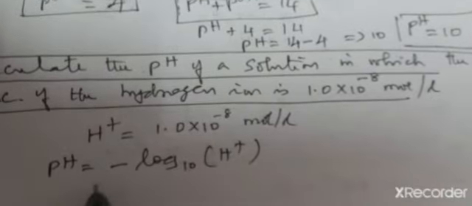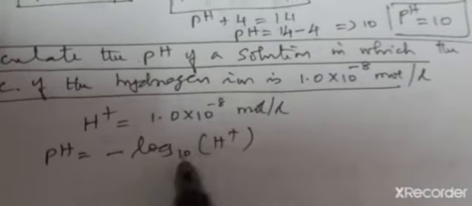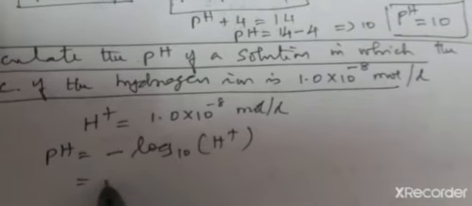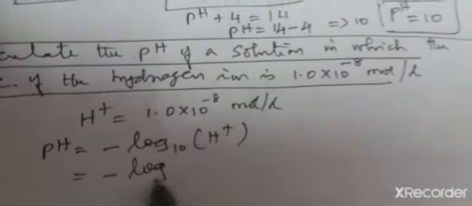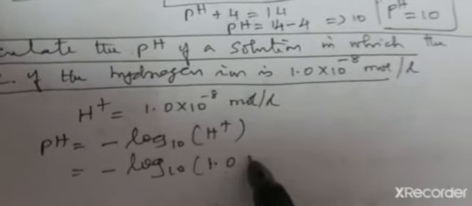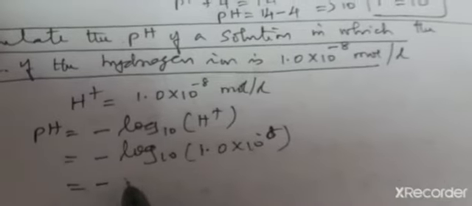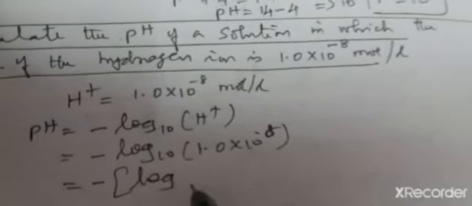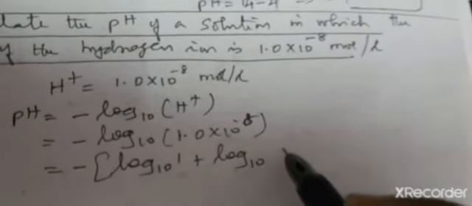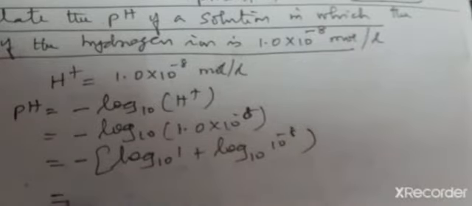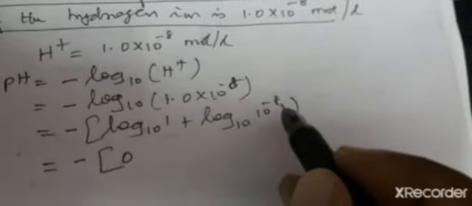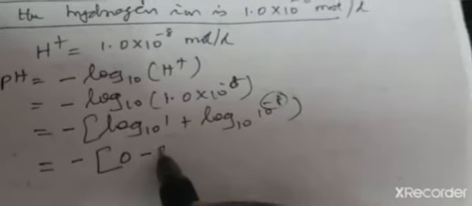So you have to use this formula, the negative logarithm of hydrogen ion concentration. The same way as all these sums, that is 1.0 into 10 power minus 8. So you can expand this using the log 10 A into B formula. That is log 1 plus log 10 power minus 8. Then the value of log 1 is equal to 0. Then minus 8, you can bring here minus 8 log 10.